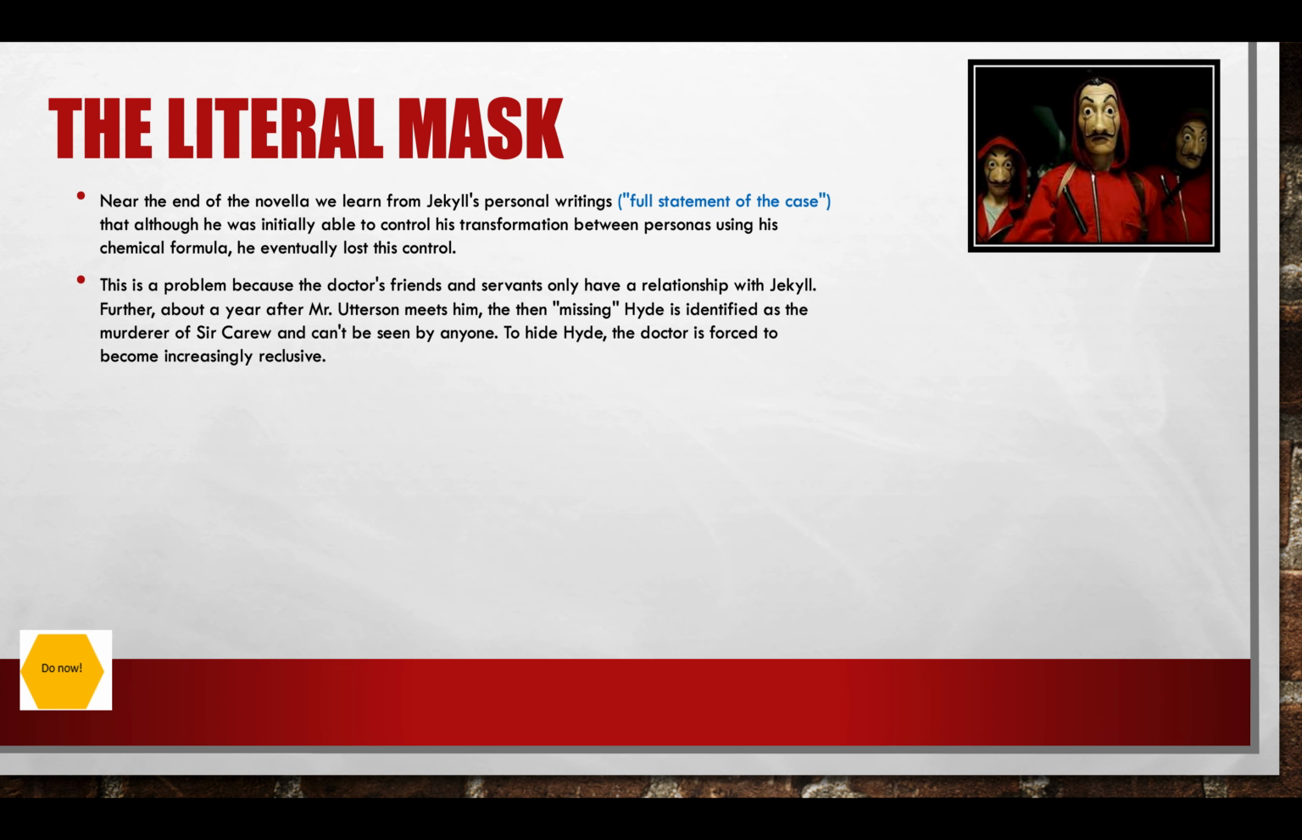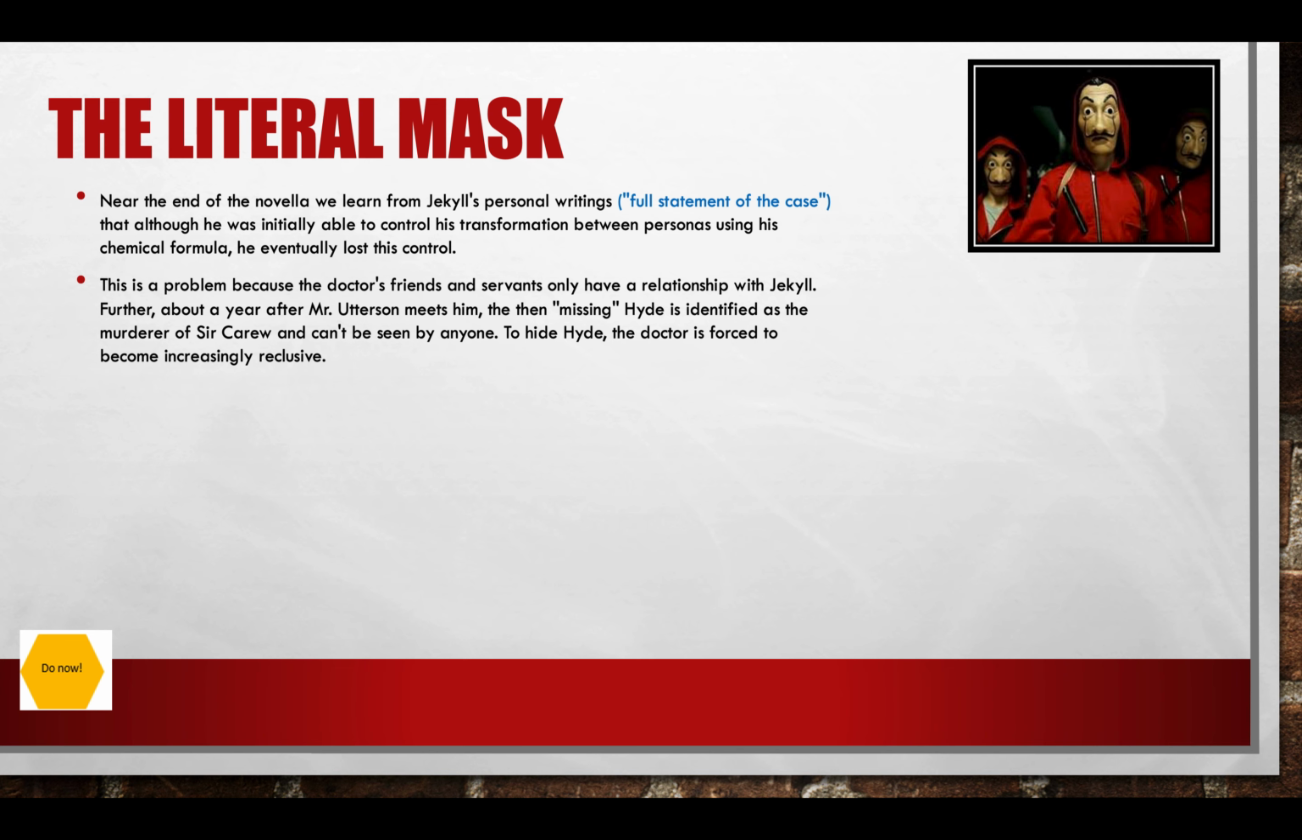This meant that with increasing frequency, he became trapped in his Hyde persona until he could take more of the solution, and he sometimes had difficulty getting supplies to make it. This is a problem because the Doctor's friends and servants only have a relationship with Jekyll. Further, about a year after Mr. Utterson meets him, the then missing Hyde is identified as the murderer of Sir Carew and can't be seen by anyone. To hide Hyde, excuse the pun, the Doctor is forced to become increasingly reclusive.